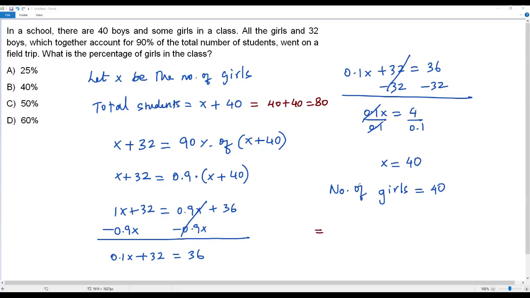Otherwise, we can find the required percentage. We have to find the percentage of girls in the class. For that, we write the number of girls in the numerator and the total number of students in the denominator, and multiply by 100%. So 40 over 80 times 100%, which simplifies, and finally we get 50%. So 50% of the students in the class are girls. We find 50% in option C. The correct answer choice for this question is option C.